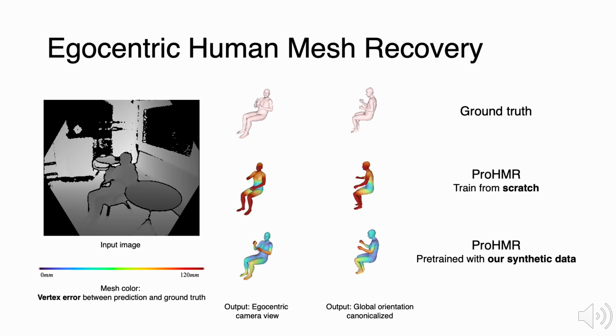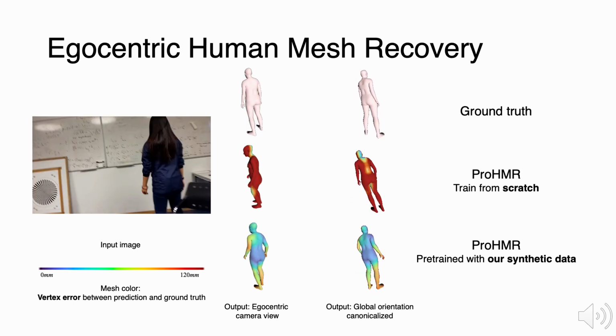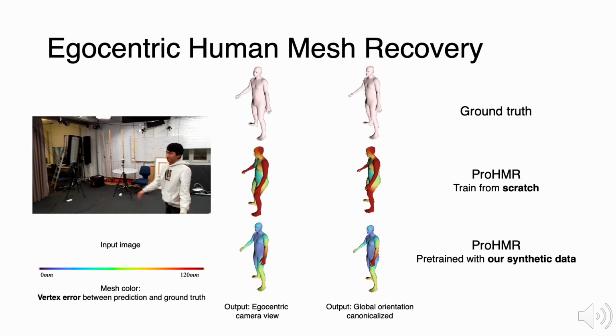We test the recent Human Mesh Recovery model ProHMR with depth images as input on a real-world dataset, the EgoBody test set. Here the mesh color denotes the vertex error between the predicted body and the ground truth. Compared with a model trained from scratch on the EgoBody training set, the model pre-trained with our generated synthetic depth data achieves significantly improved performance. Furthermore, we extend the assessment to ProHMR with RGB images as input on the EgoBody test set. In contrast to the model trained from scratch on the EgoBody training set, the model pre-trained with our synthetic RGB data demonstrates improved performance.